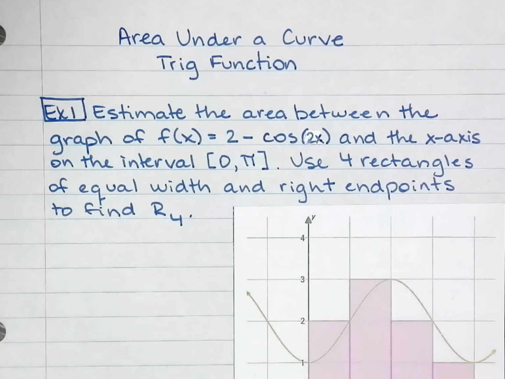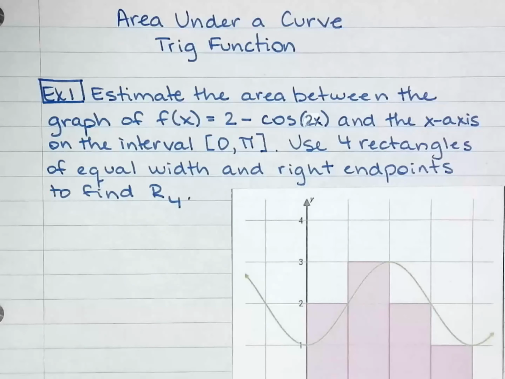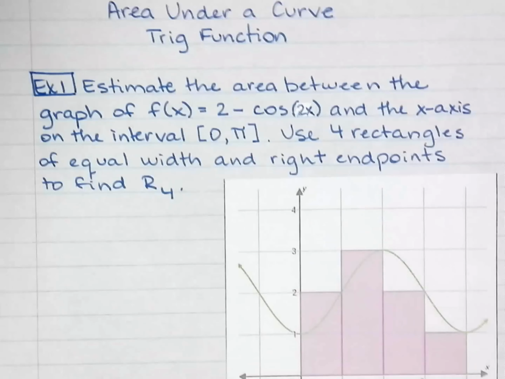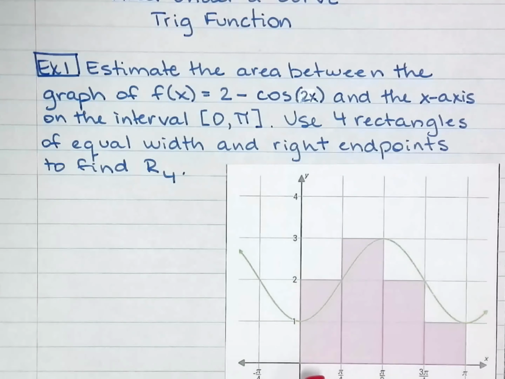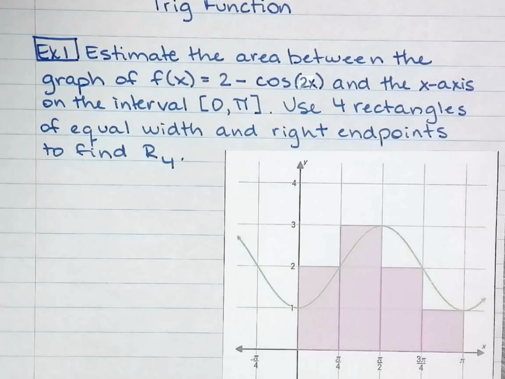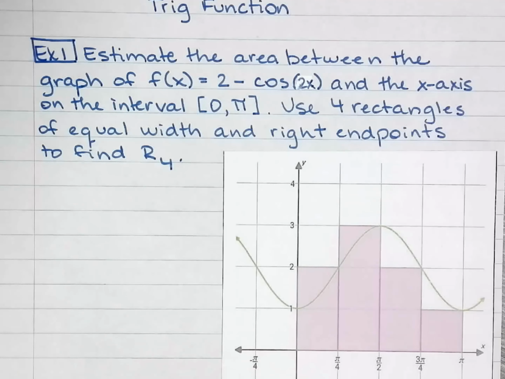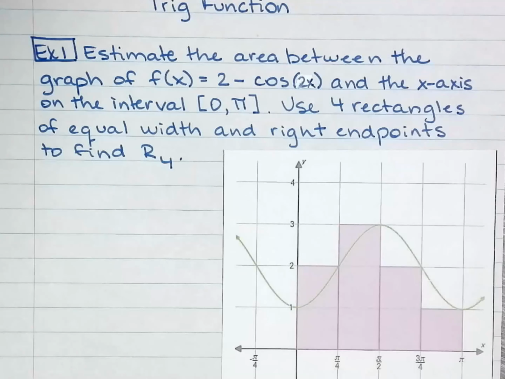Hi guys, in this video we will estimate the area under a curve of a trig function. So here we have to estimate the area between this trig function right here, 2 minus cosine of 2x, and the x-axis, but only for the interval between 0 and pi. So we're going to use 4 rectangles of equal width and right endpoints.